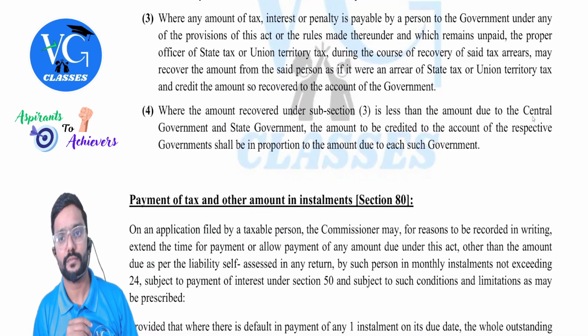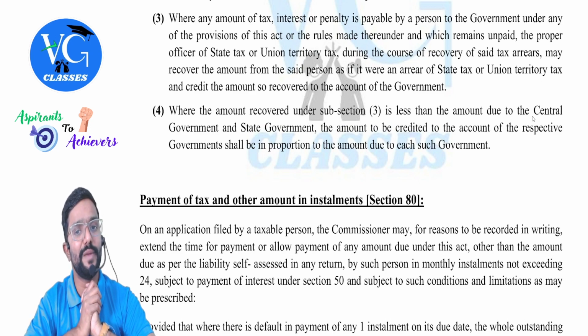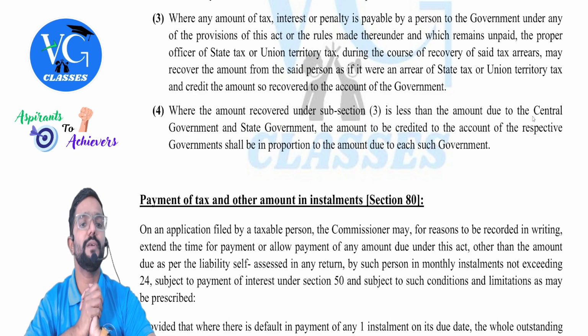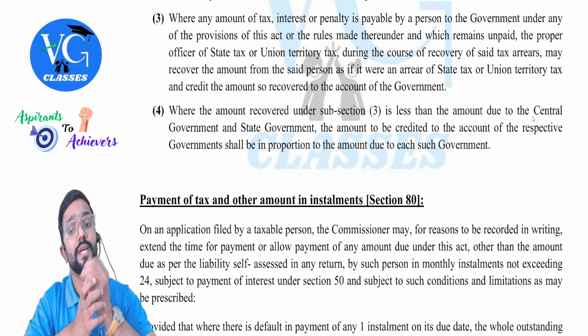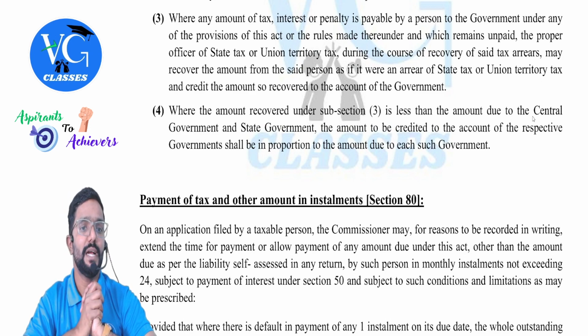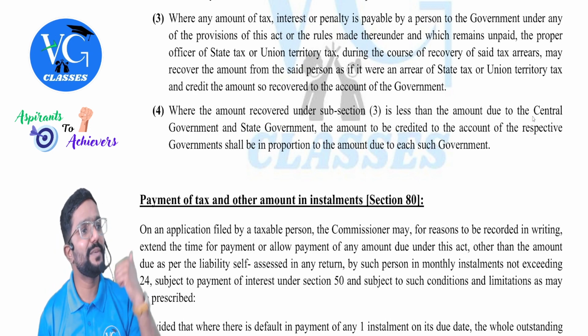Subsection 3. Where any amount of tax, interest or penalty is payable by a person to the government under any of the provisions of this act or rules made thereunder and which remains unpaid, the proper officer of state tax or union territory tax during the course of recovery of said tax arrears may recover the amount from said person as if it is an arrear of what? State tax or union territory tax, and credit the amount so recovered to the account of what? Government.